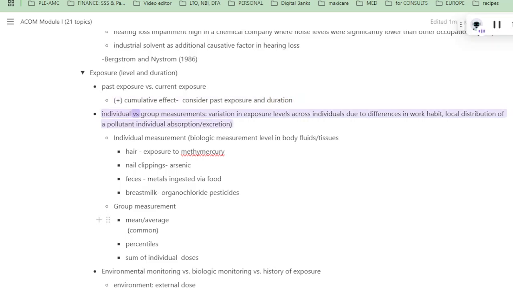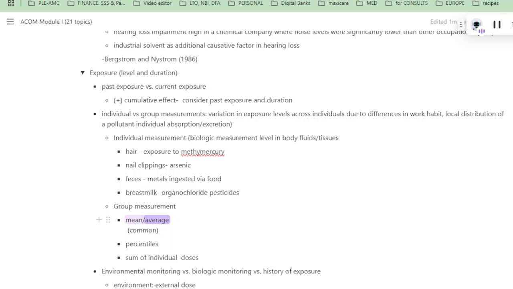Individual versus group measurements. There is variation in exposure levels across individuals due to differences in work habits, local distribution of a pollutant, and individual absorption and excretion. Individual measurement: biologic measurement of levels in body fluids and tissues. Hair, exposure to methylmercury. Nail clippings, arsenic. Feces, metals ingested via food. Breast milk, organochlorine pesticides.